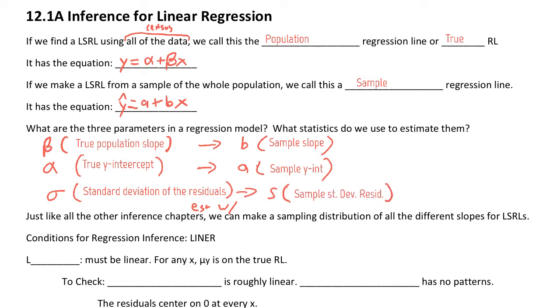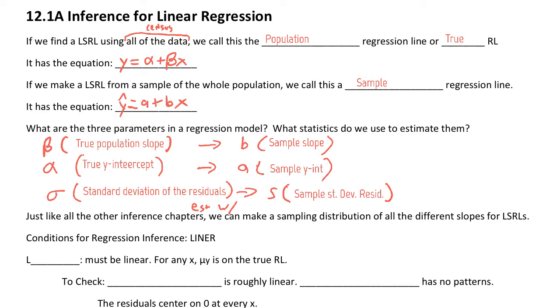So now, just like the other chapters, all of our inference begins with a sampling distribution. So what would happen if you took every possible sample of 20 points out of this population? What would that look like? And again, we're only really going to be looking at slopes. What would happen to all the slopes? Well, on average, they will be centered at the real slope, and on average, they will have a standard deviation of blah, blah, blah.